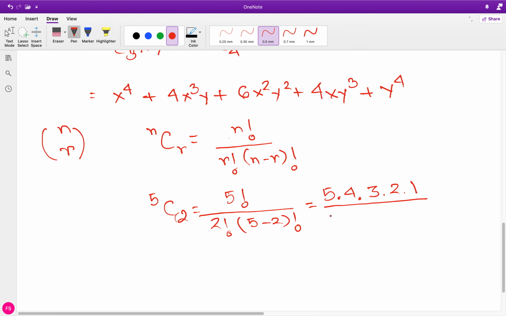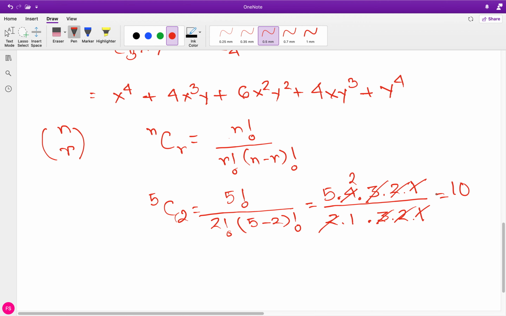2 factorial means 2 times 1. And then you have 5 minus 2, 3 factorial. 3 factorial means 3 times 2 times 1. Now you can cancel these things out. It's gone. Then 4 over 2, this will give you 10.